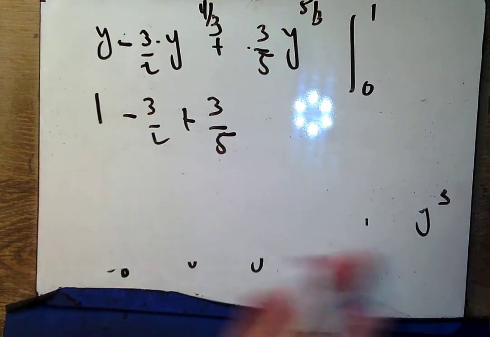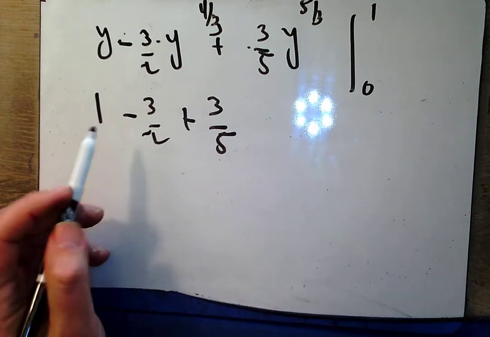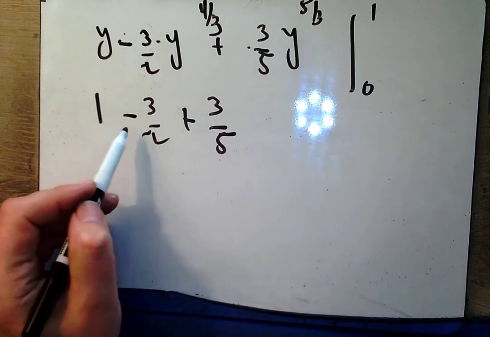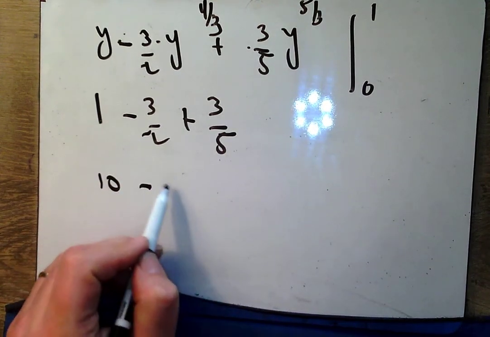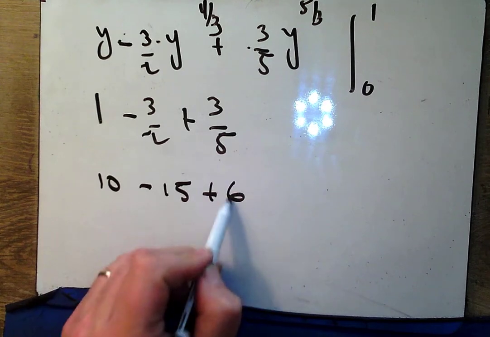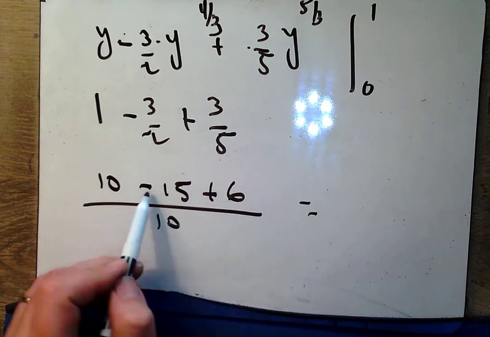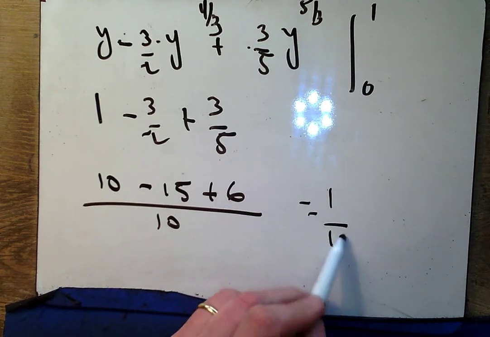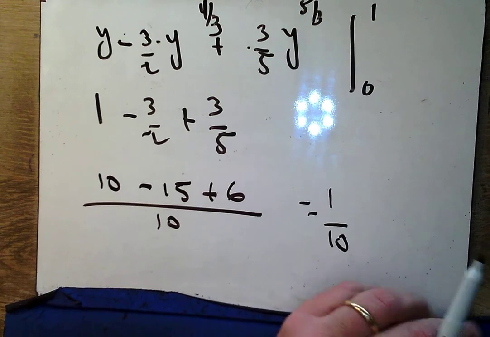You can, for free response, leave your answer like that. But if it's multiple choice, we're going to want to go further. We're going to make a common denominator. 10 minus 15 plus 6 over 10. So that's 16 minus 15, which is 1/10. All right, that's my volume.